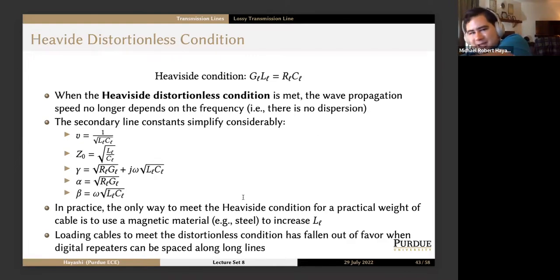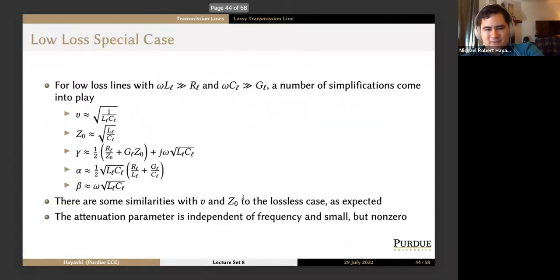Another special case we'll look at, from slides 38 to 42, is the low loss special case. So it's when omega LL is much greater than RL, and omega CL is much greater than GL. And for a high enough frequency, this will always be true, right? If you're dealing with gigahertz waves, you should expect this to be true eventually.